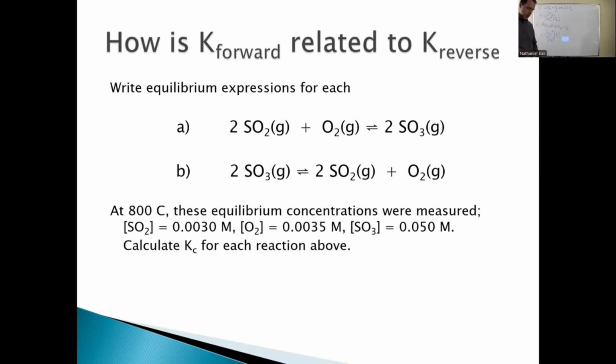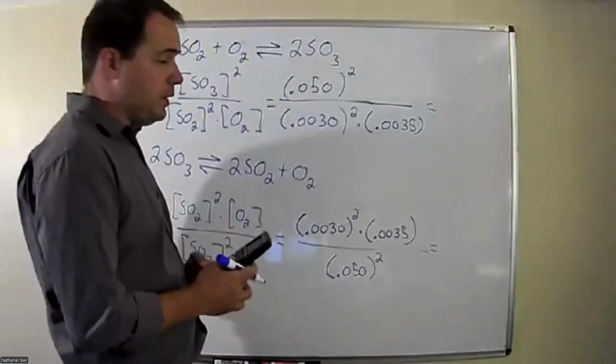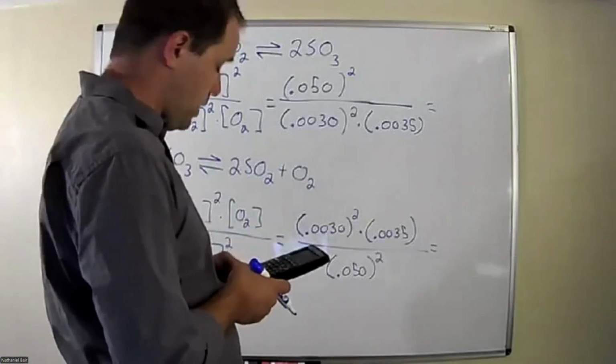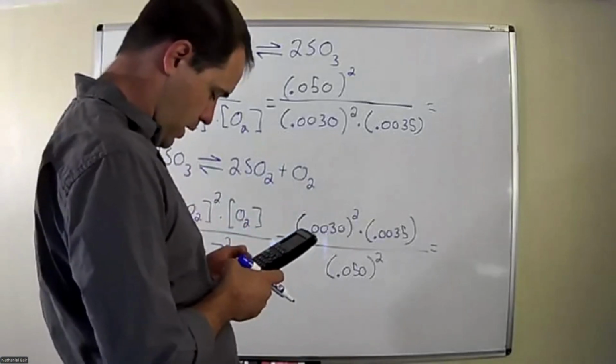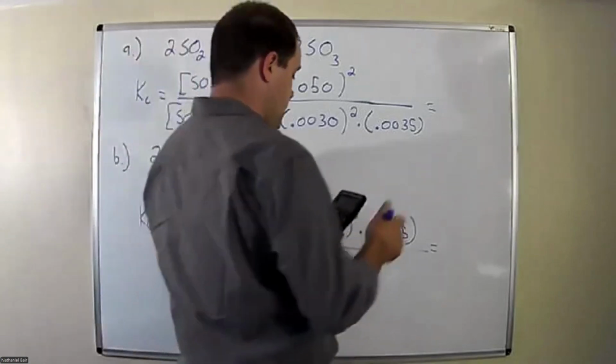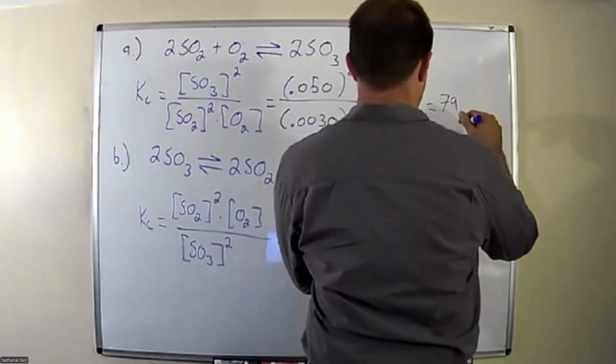Again, it's just practice and putting it in your calculator correctly, right? Do you know how to use parentheses for the stuff? So let's do this. In the top one, 0.05 squared divided by the quantity 0.003 squared times 0.0035. And we get 79. I'm not going to worry about sig figs here. I'm just going to take it to the ones place.